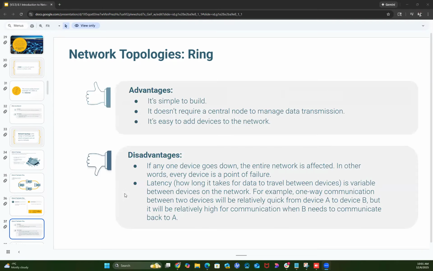What are the advantages of ring topology? It is simple to build. It does not require a central node to manage data transmission. It is easy to add devices to the network. What is the disadvantage of the ring topology? If any one device goes down, the entire network is affected. In other words, every device is a point of failure.